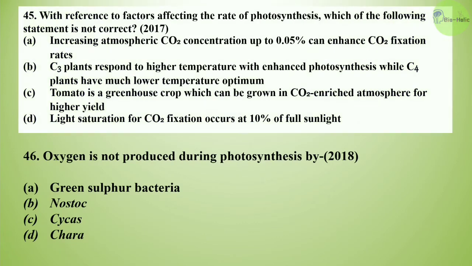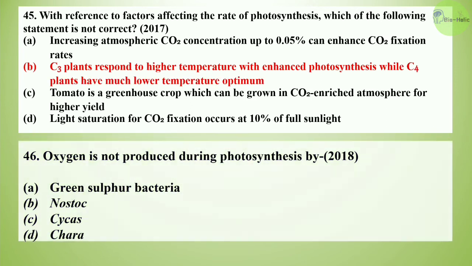Next question is, with reference to factors affecting the rate of photosynthesis, which of the following statements is not correct? Option A is increasing atmospheric carbon dioxide concentration up to 0.05% can enhance carbon dioxide fixation rates. Next option is C3 plants respond to higher temperature with enhanced photosynthesis while C4 plants have much lower temperature optimum. We know this statement is absolutely wrong, as C4 plants respond to higher temperature with enhanced photosynthesis while C3 plants have much lower temperature optimum. So no need to read any other options. Obviously option B will be the answer.